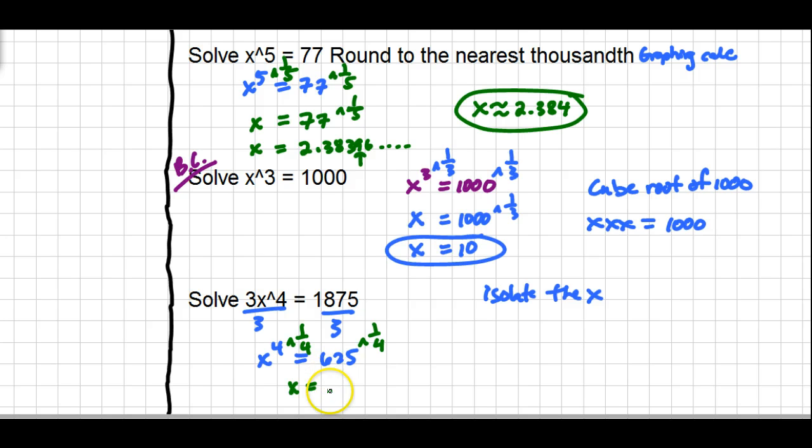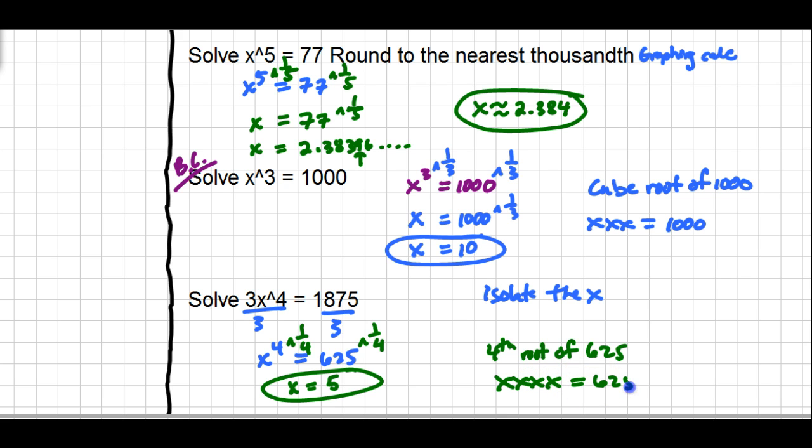If you didn't know that, hopefully you could do a little bit of trial and error there to figure it out. Another hint for you there is if the number you're trying to find ends in a 5, usually 5 is going to be the number that you're looking for. So again, what we're trying to find there is the fourth root of 625, which means a number times itself 4 times that equals that number.